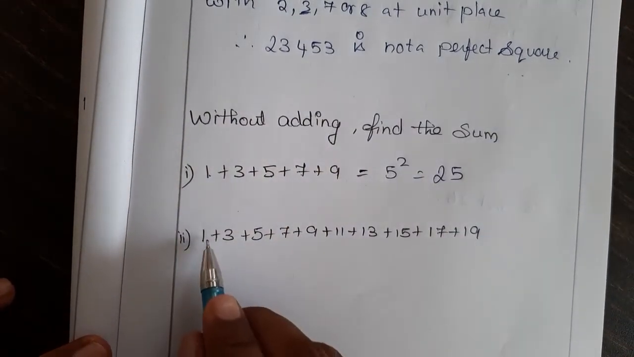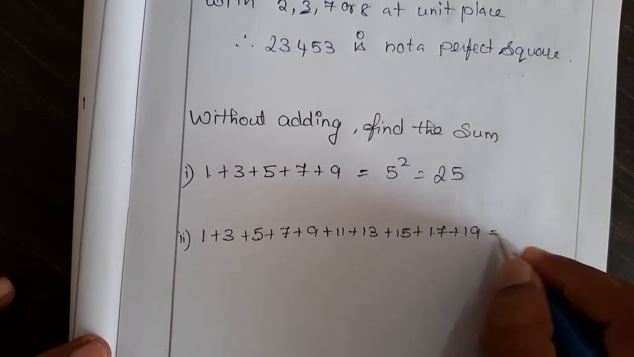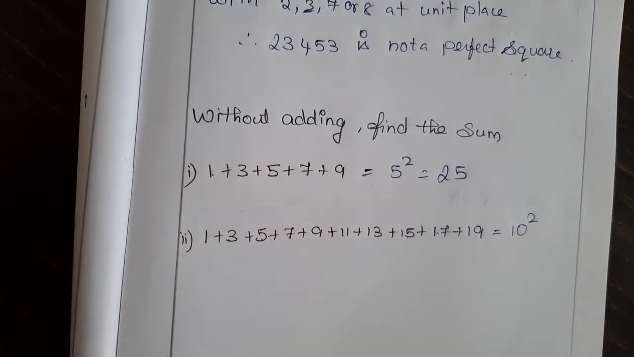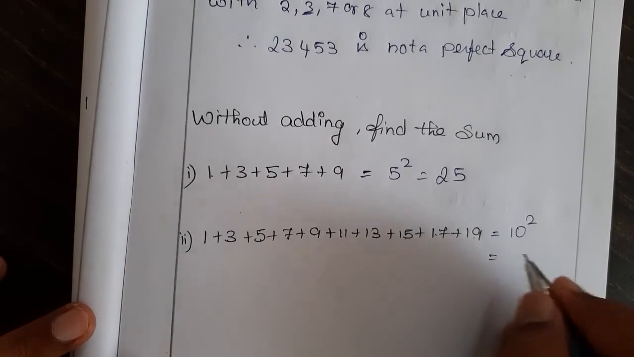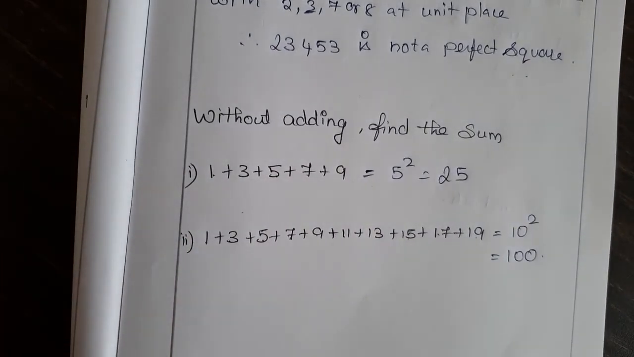The same here, 1 2 3 4 5 6 7 8 9 10. So that is 10 odd numbers, and 10 square is the value. 10 square is 10 into 10, 100. So without adding we found the sum.